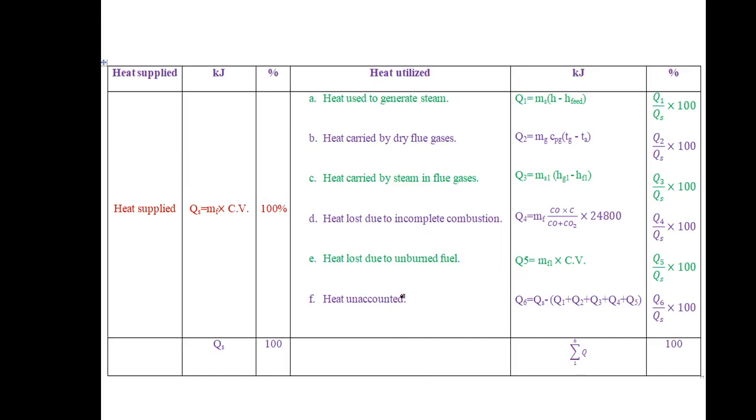Now whatever we have calculated till now is placed into a table, and that table is known as a heat balance sheet. So a heat balance sheet is nothing but a tabular representation of heat calculations, heat supplied and heat utilized.